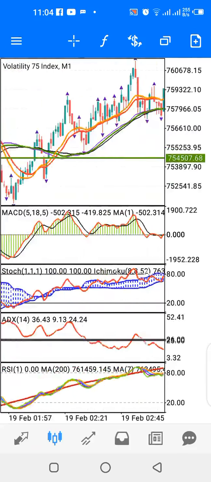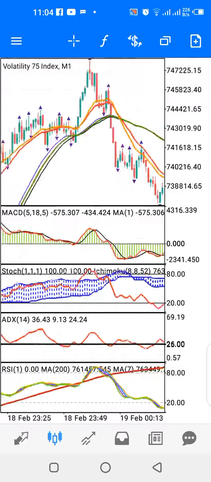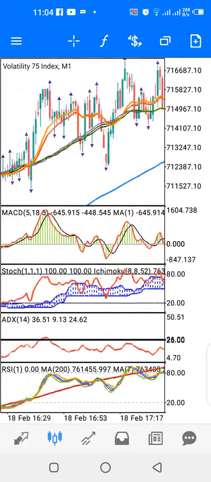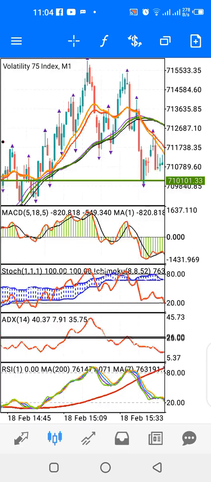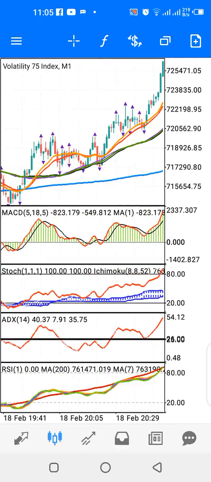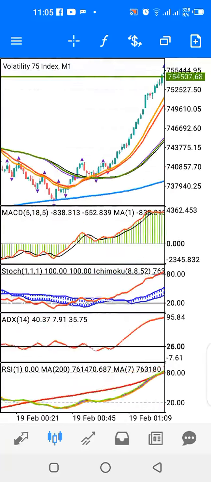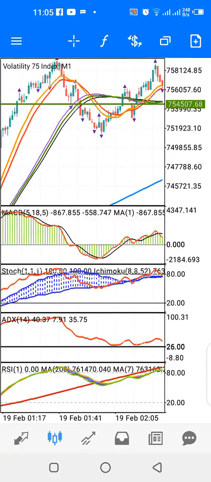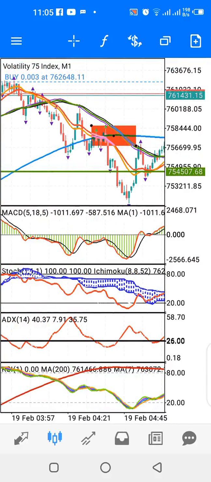So we have from, let me remove this. Okay, we are trying to calculate the amount of points from 710101 up to 754, like 40,000 points. All right, for us to have the trend change before we could have trend change.